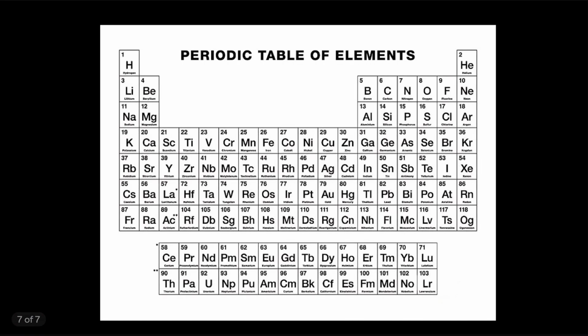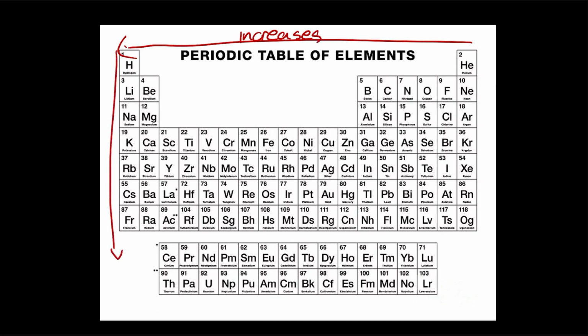Alright? So here is one last periodic table to summarize everything. So atomic radius, it increases when you go this way. So here it's increasing. And it increases when you go that way. And for electronegativity, it's the opposite. It increases when you go that way, and it increases when you go this way.